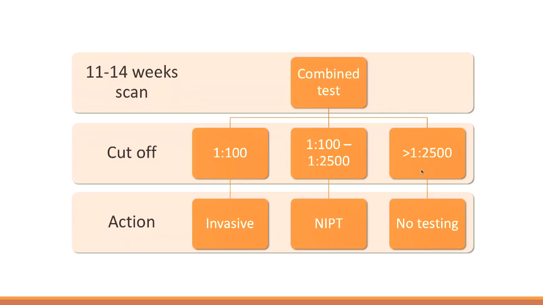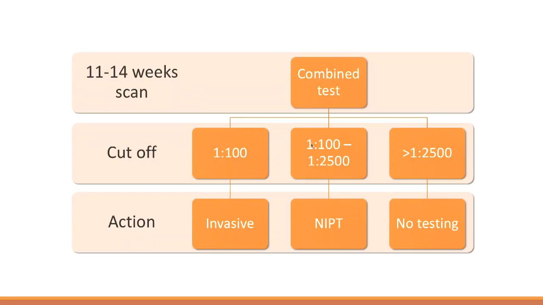The ones that come as low risk, that is greater than 1 in 2,500, that group will not require any testing and you can send them back home, because the chance that they would have Down syndrome is extremely unlikely. But in this group, that is between 1 in 100 to 1 in 2,500, you have the option of going in for NIPT, and this is only for the sole purpose of increasing your detection rate without increasing your false positive rate.